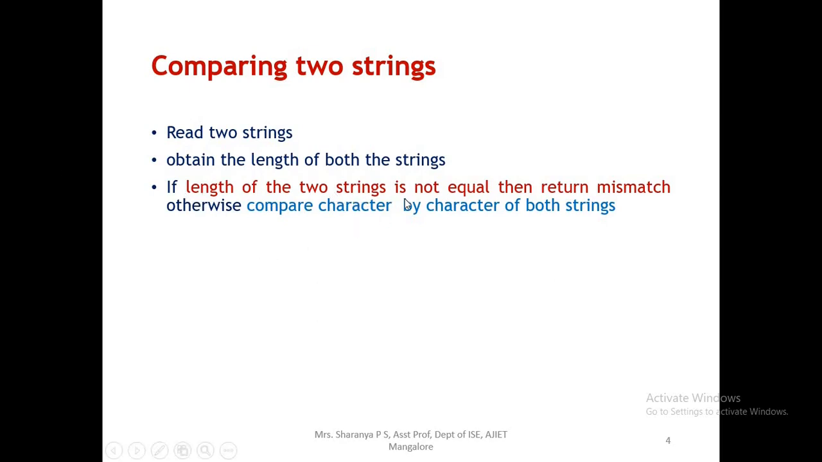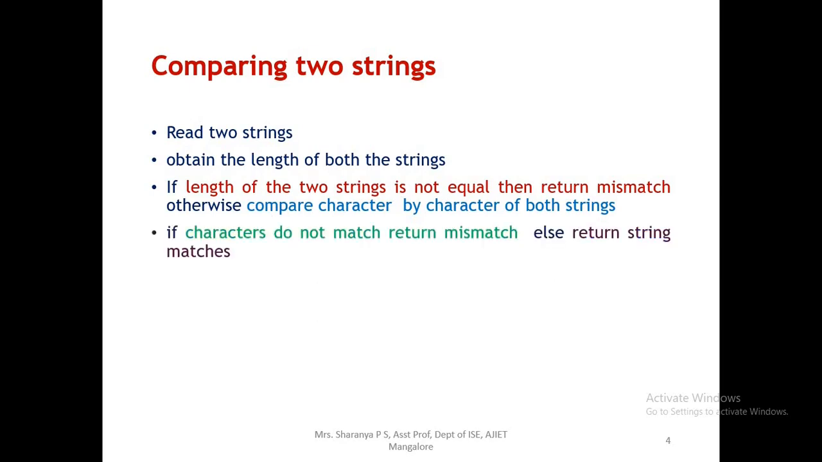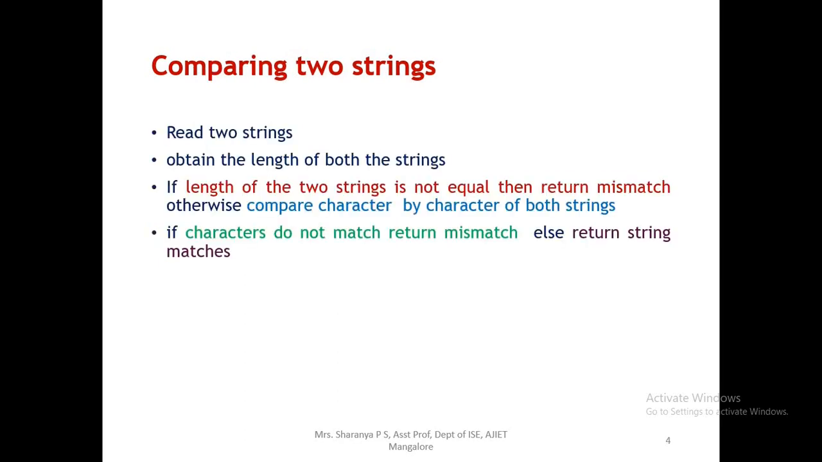So here it performs first with length. If the length of the two strings is not equal, then it needs to return the mismatch. Otherwise, it needs to go for checking character by character of both strings. If characters do not match, then it needs to return a mismatch. Otherwise, it needs to return the final result as strings are matched. This is how the comparison of two strings is done. This is the logic it uses. We'll see the code later.